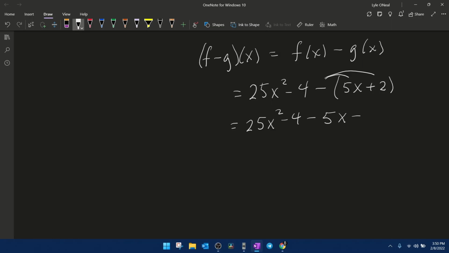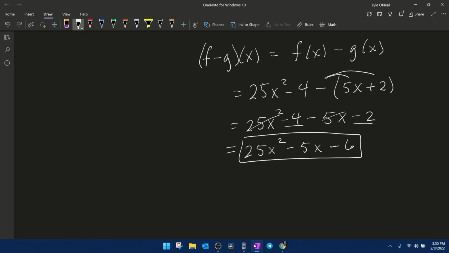Simplifying, we're going to have 25x squared minus 4 minus 5x minus 2, and then we need to combine like terms. I've got a 25x squared, I've got a minus 5x, and here I have negative 4 minus 2, which will combine to make negative 6, and I'm done.